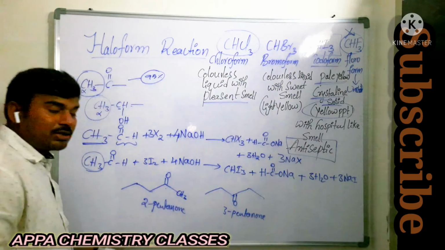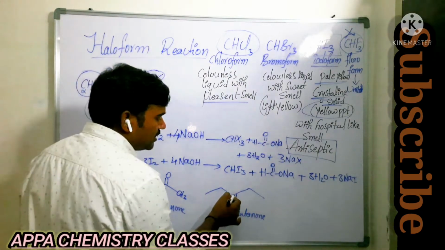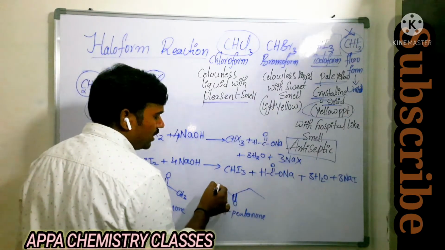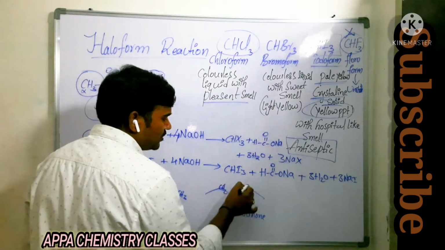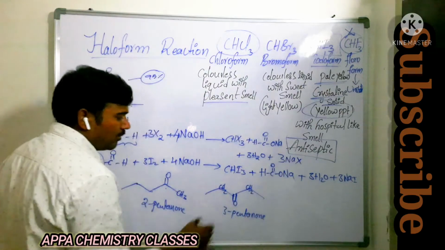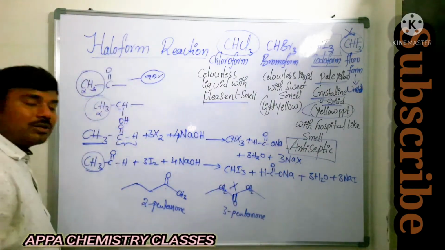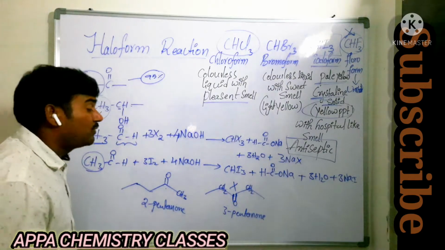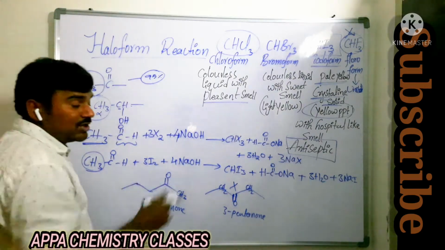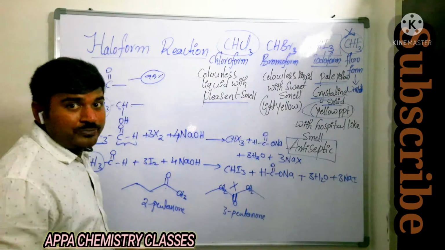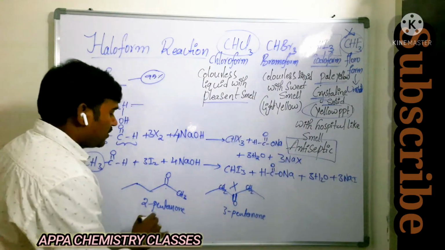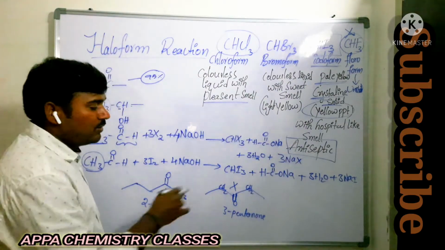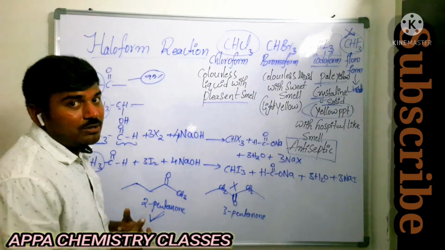Adjacent to the carbonyl carbon we have CH3. But in 3-pentanone, adjacent to the carbonyl carbon we have CH2 carbons. These two are CH2 carbons, so they do not participate in the iodoform reaction. Whereas 2-pentanone participates in the iodoform reaction and gives the yellow crystalline solid with iodine. Is that clear? So it gives a positive test with iodoform, whereas 3-pentanone cannot.